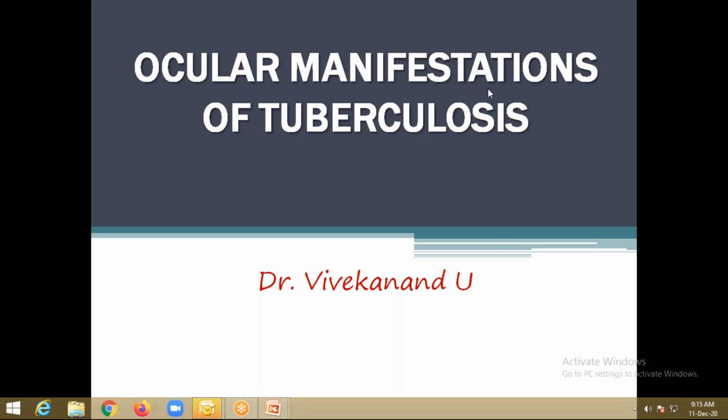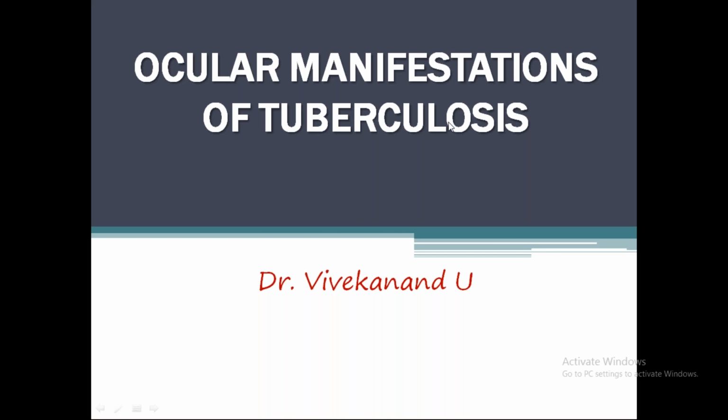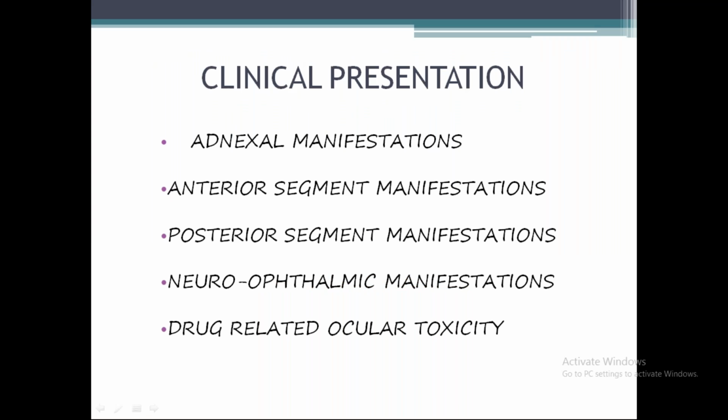So we'll start off with today's class, ocular manifestations of tuberculosis. Usually, they can be classified into 5 different forms. One is adnexal manifestations, second is anterior segment manifestations, then posterior segment manifestations, neuro-ophthalmic manifestations, and drug-related ocular toxicity.